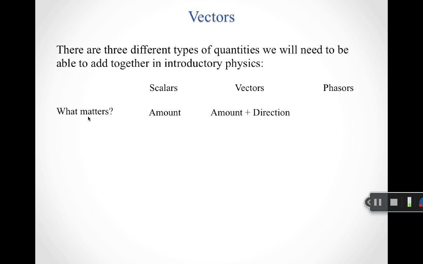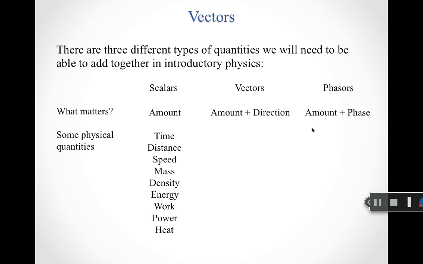but you get a different answer when they point in the same direction versus pointing in opposite directions versus being perpendicular to each other. So when you change the direction, you change what you get for their summation. Phasors we'll deal with towards the end of the semester a little bit, and what we care about there is the amount plus the phase. So in terms of thinking about the physical quantities that we'll run across with each of these.